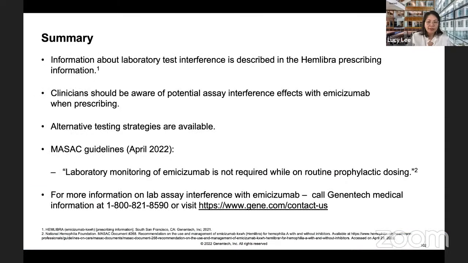All right, so in summary, information about laboratory testing interference is actually outlined in the Hemlibra prescribing information. I also understand that most physicians don't read prescribing information, but it really is well articulated there. Clinicians should be aware of potential assay interference effects with emicizumab therapy and its impact on clot-based assays. Alternative testing strategies are available and should be employed. Routine monitoring is not required while on emicizumab therapy, but obviously can be measured. If there are any additional questions, feel free to reach out to us through any number of ways you like. And with that, I'll end.